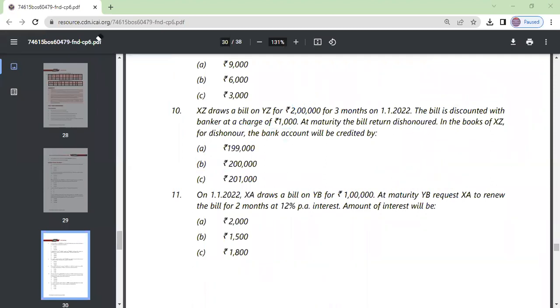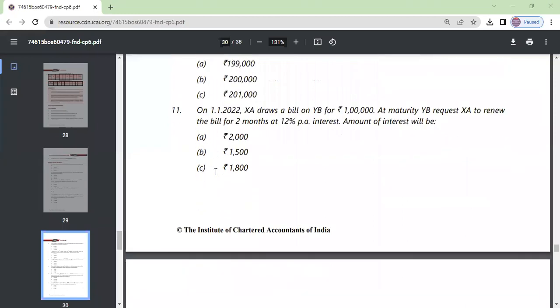Now, coming to question number 11. On 1st January 2022, XA draws a bill on YB for 1 lakh. At maturity, YB requests XA to renew the bill, draw a new bill. The bill for 2 months at 12% per annum interest, amount of interest will be.